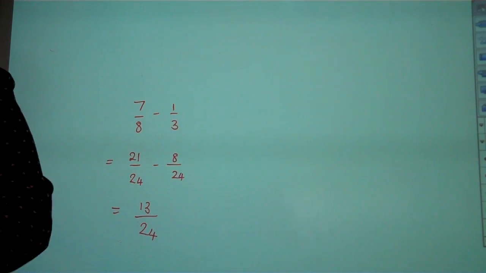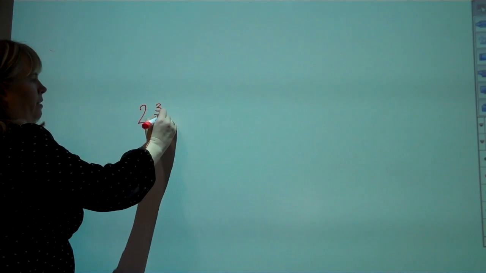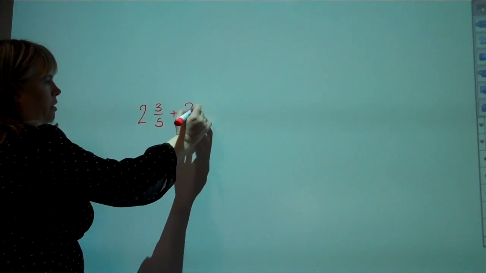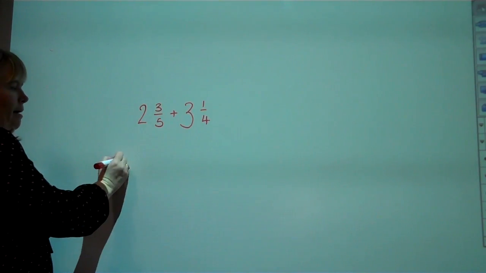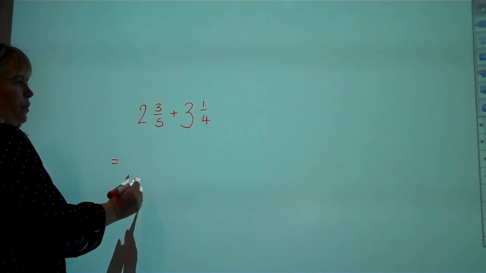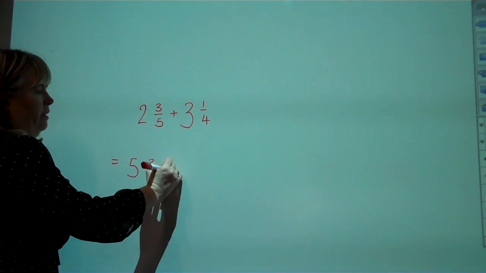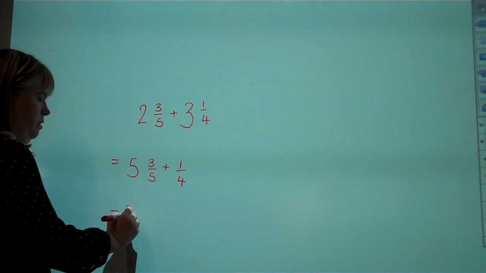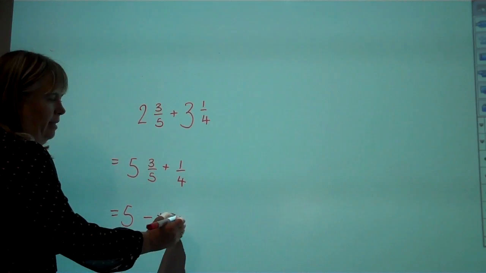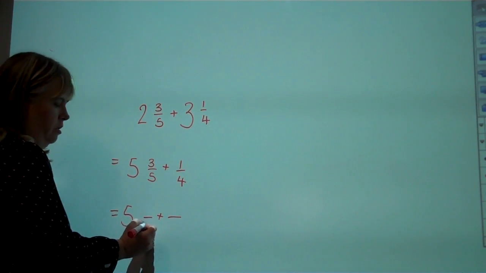Yeah. Okay, right, let's have a look with mixed numbers then. So, if I'm going to add 2 and 3 fifths plus 3 and a quarter, I'm going to start off by adding the 2 whole numbers. 2 plus the 3 makes 5. I've then got 3 fifths plus 1/4. I need to have a common denominator to be able to add the 2 fractions. So 5 and 4 go into 20.